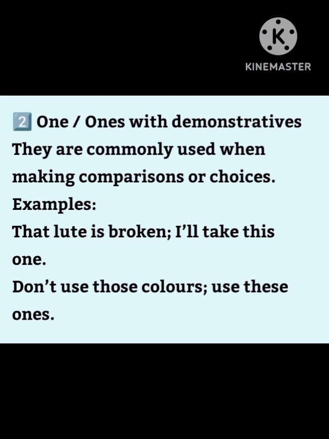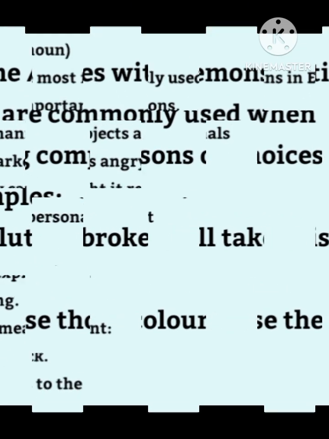Rule two: one and ones with demonstratives. They are commonly used when making comparisons or choices. Examples: that flute is broken, I'll take this one. Don't use those colors, use these ones.